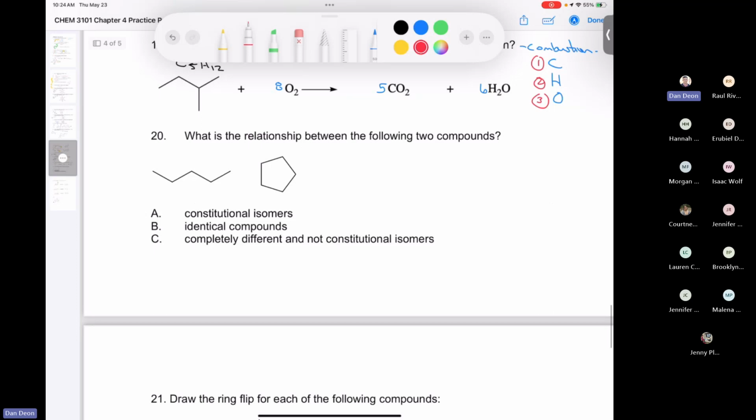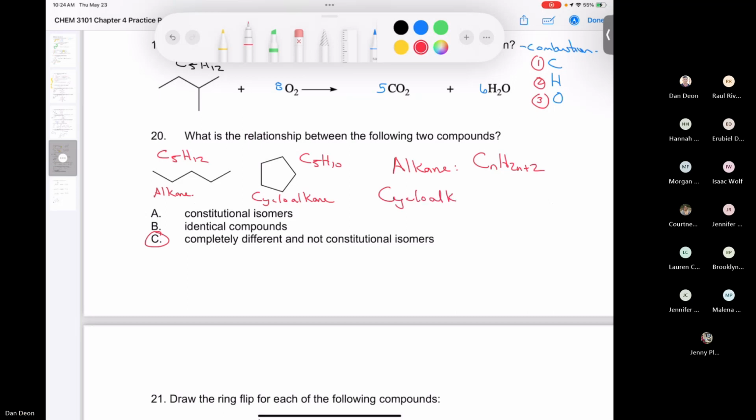What's the relationship between these two compounds? Well, they're completely different because this one is C5H12 and this one is C5H10. So they are not isomers whatsoever. These are completely different compounds. This one is an alkane, and this one is a cycloalkane. And if you remember, an alkane has the general formula CnH2n+2, whereas a cycloalkane has the general formula CnH2n.